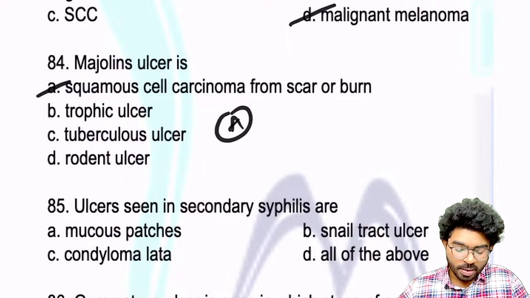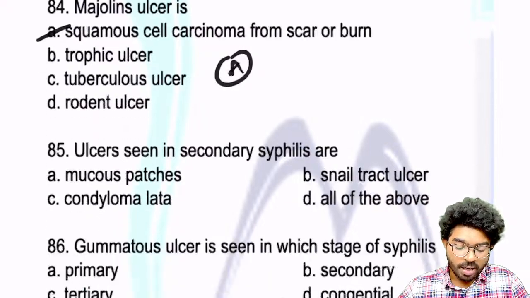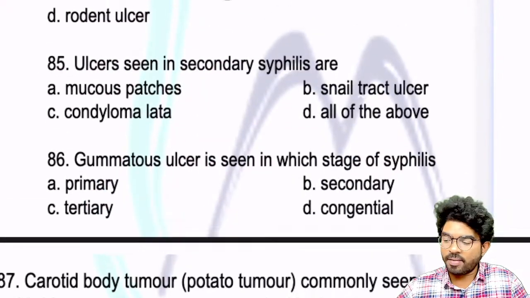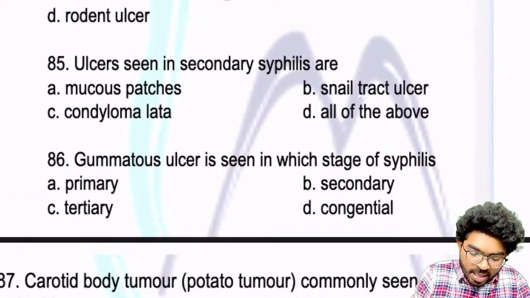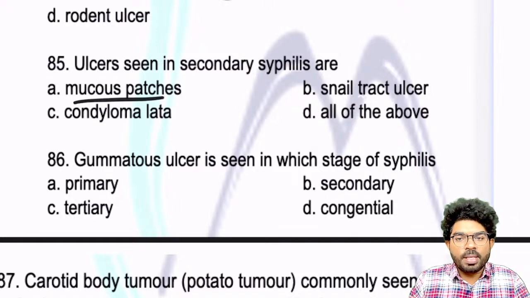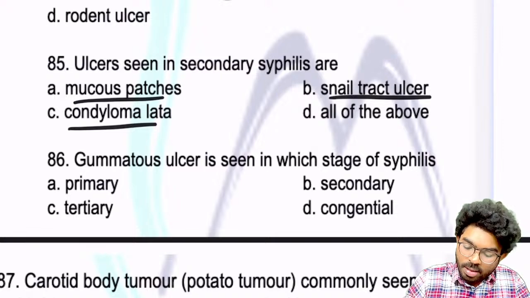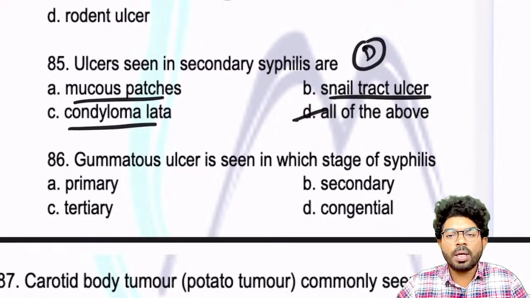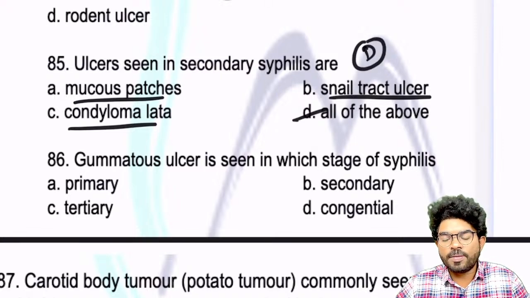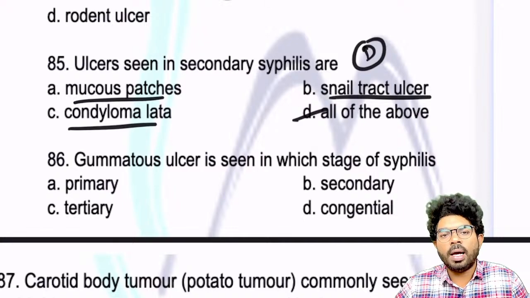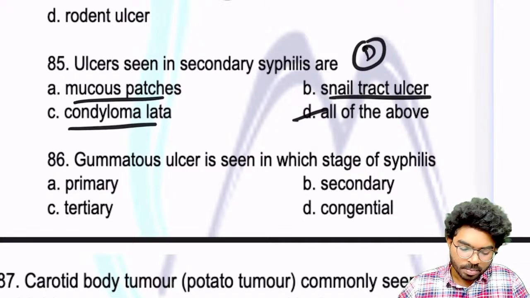Okay, jumping into the next one, question number 85. Ulcers seen in secondary syphilis are: mucous patches can be seen, snail track ulcer can be seen, condyloma lata can be seen. D, all of the above. Phases of syphilis, stages of syphilis, primary, secondary, tertiary syphilis, all these are important. Ulcers seen in secondary syphilis, right, all of the above.